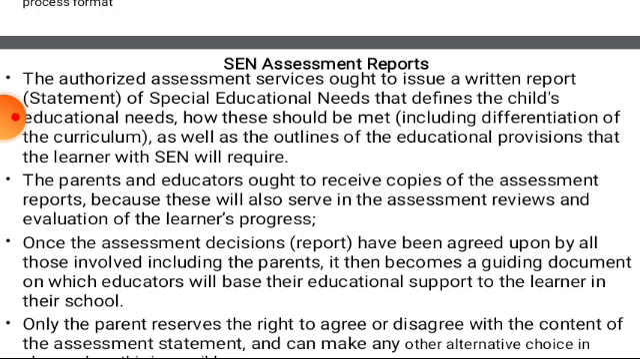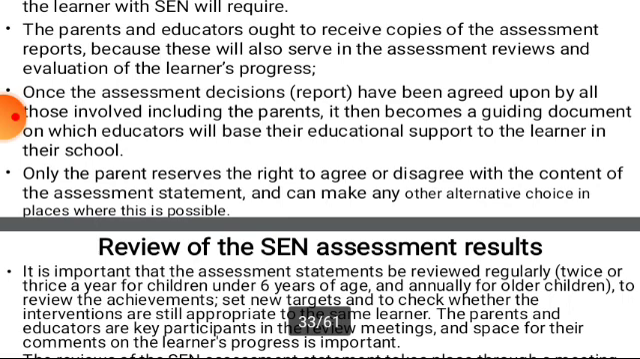Once the assessment decision or report has been agreed upon by all those involved, including the parents, it then becomes a guiding document on which educators will base their educational support to the learners in their school. Only the parent reserves the right to agree or disagree with the content of the assessment statement and can make any other alternative choices in place where this is possible.